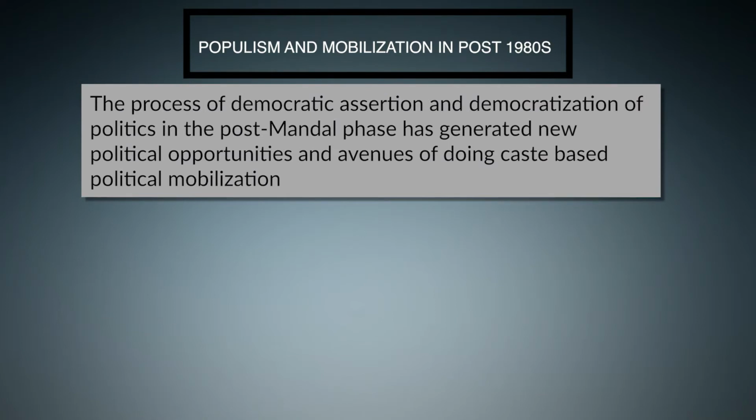The process of democratic assertion, we see in India multiple democratic assertions. The process of democratic assertion and democratization of politics in the post-Mandal phase has basically generated new political opportunities and new political avenues to politicize caste, to do caste politics. Here in the popular imagination, when we think of caste politics, we immediately think only of the lower caste, which is not the case. I mean, because lower caste groups don't have any other space or any other place to mobilize, hence it is easy for them to create a solidarity along caste lines.